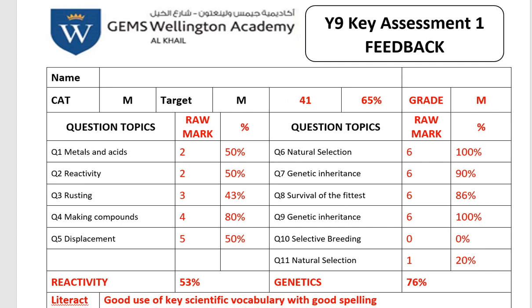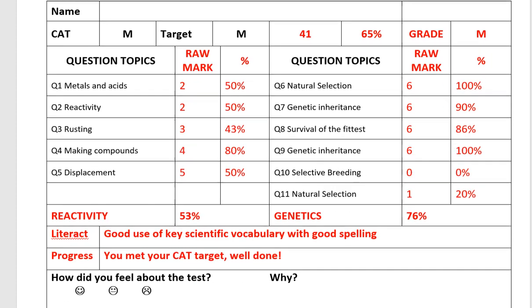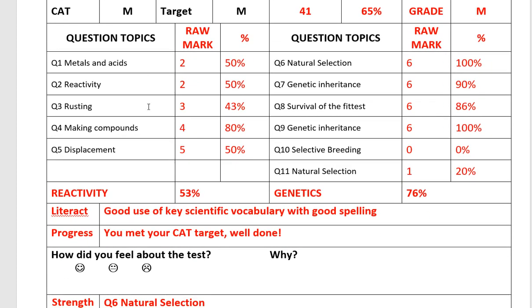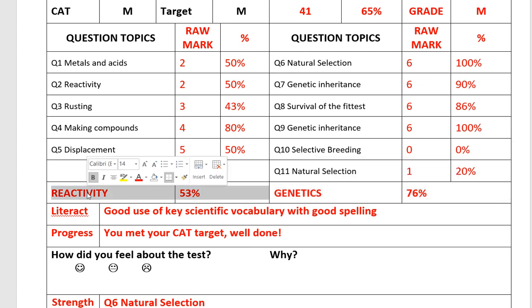As we go down a bit further, you can see the breakdown for each question has been listed, so the students know very clearly what the topic of each question was. Now, in this key assessment, they had questions around the reactivity topic and the genetics topic, and we've even calculated a percentage for each of these. We can see that the student did significantly better on the genetics section than on the reactivity section, so that's where they need to focus their work.